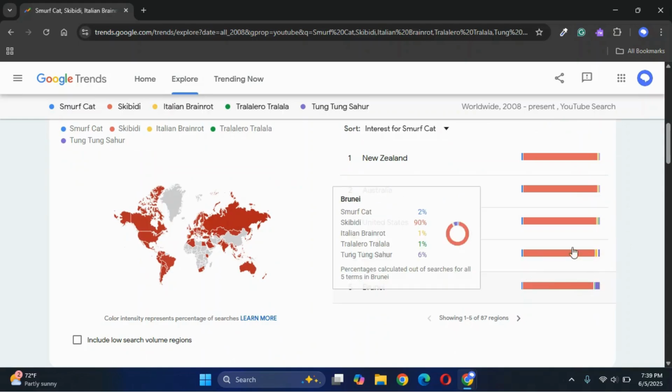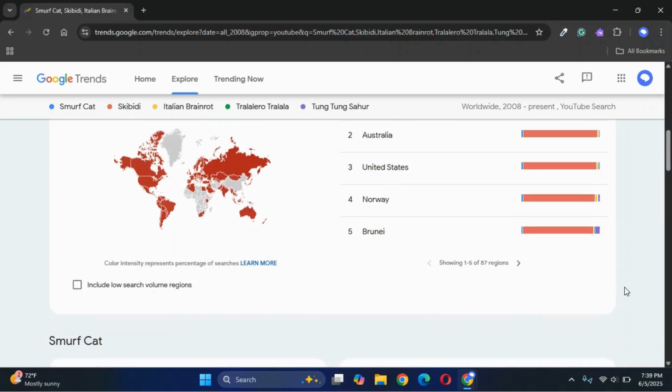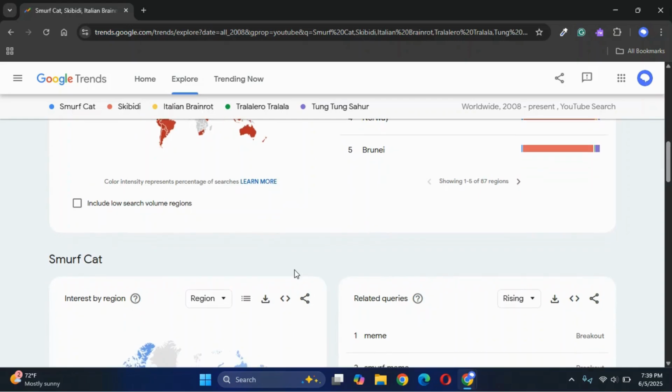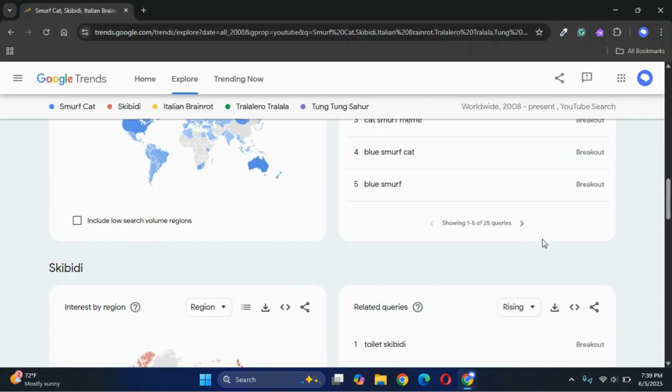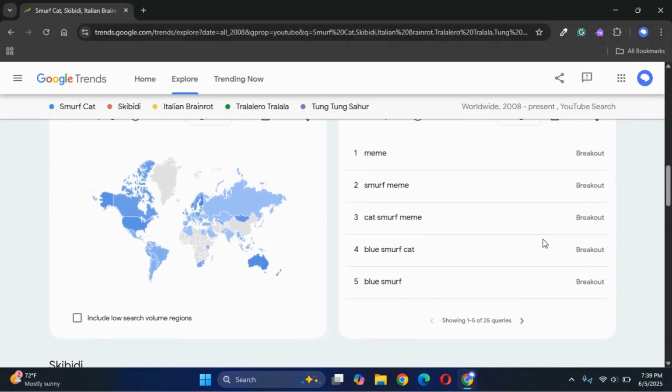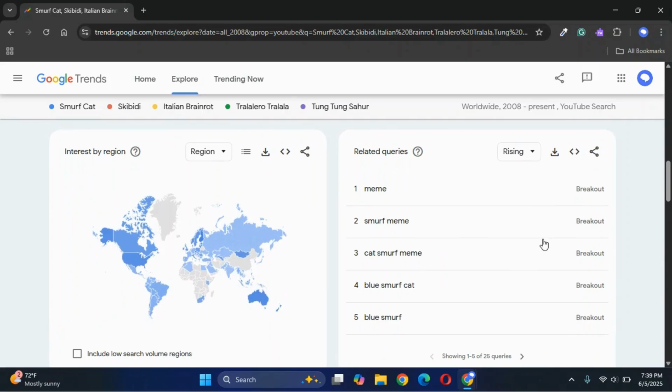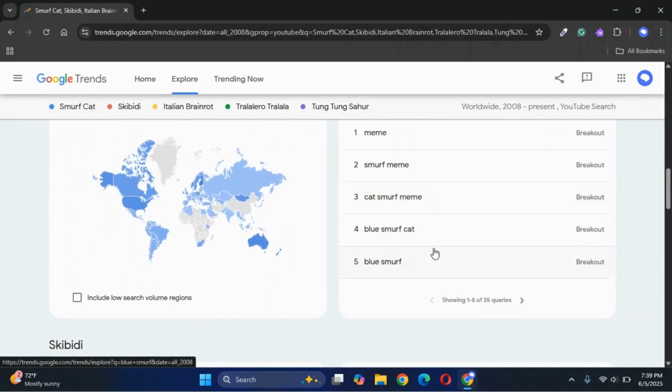Tung Sahur in Brunei is more popular than Tralalero Tralala. In Brunei. That's weird. Include low search volume regions. Related videos. Meme. Wow.